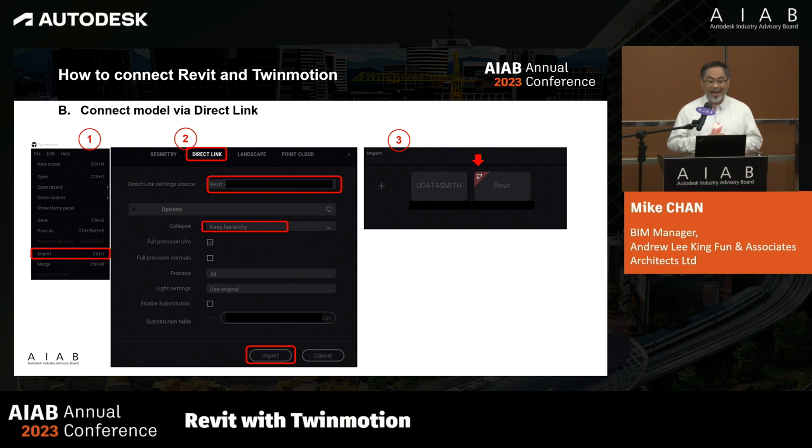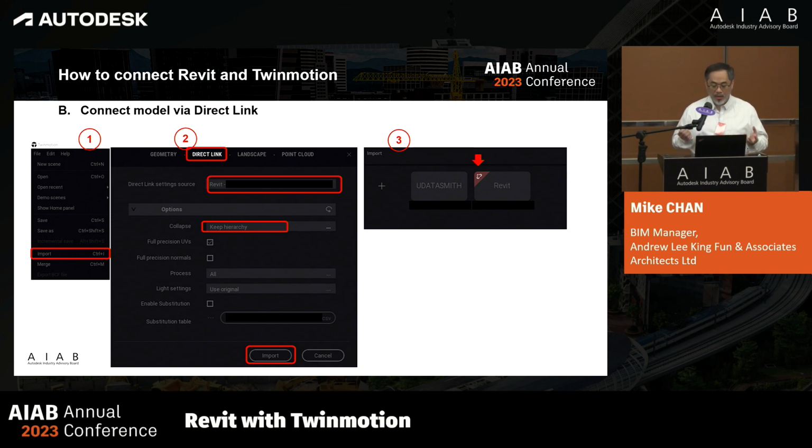And the other method you can use to connect the content from Revit to Twinmotion is what we call direct link. And the process is actually reversed. You first go to Twinmotion and ask for the import, and this time you choose the direct link. You click on it, and if you have Revit open, it will automatically detect which Revit model should be connected. Also keep the hierarchy, and then click import.